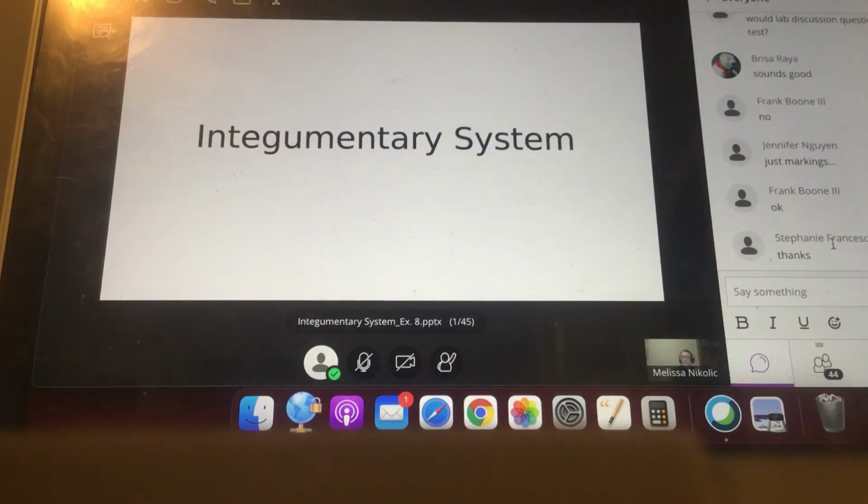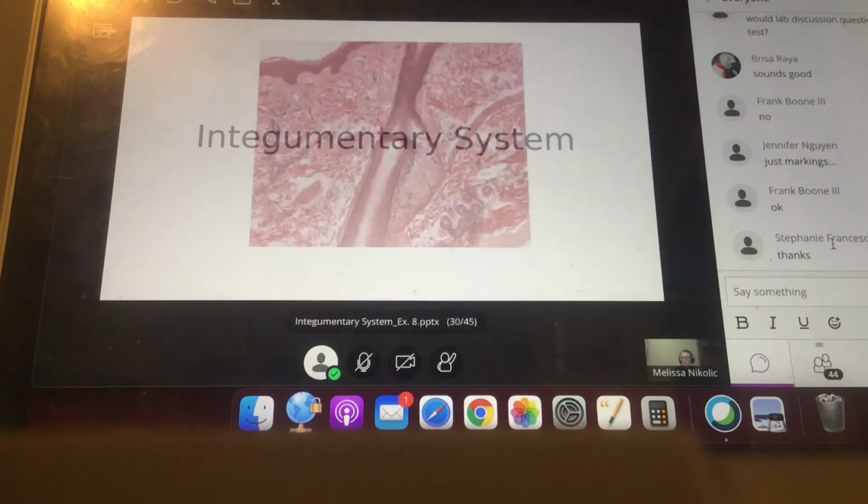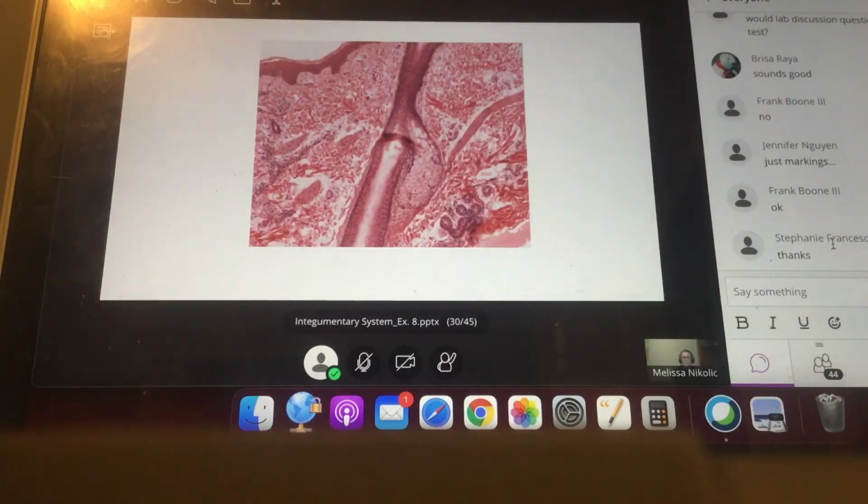Let's do some quick review since we already understand the idea of the integument. All right, so let me get to my pretty scalp slides. I'm going to do a quick review on the scalp slides, and then we're going to go into the model. All right, guys, tell me, where's the hair follicle?